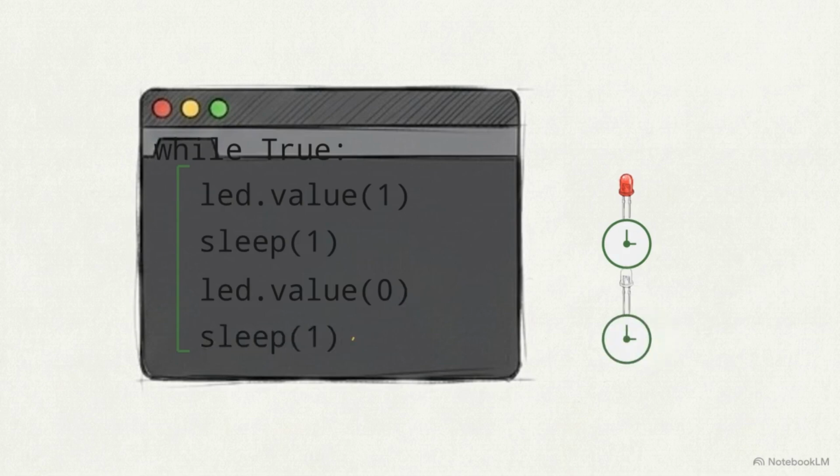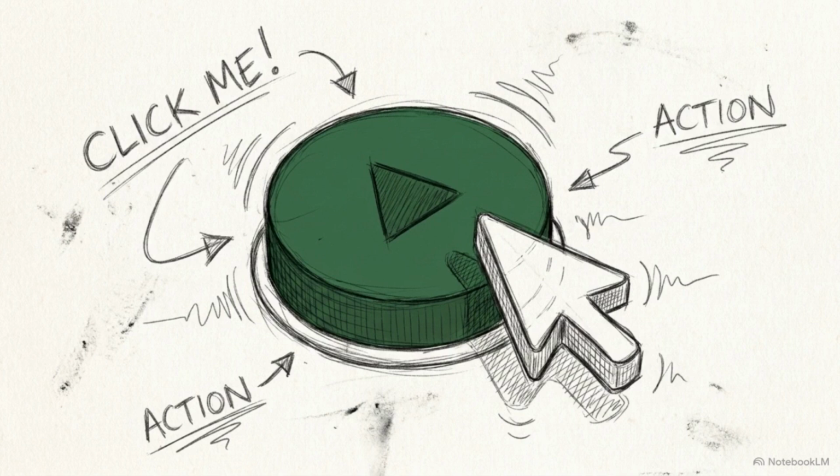Type led.value(1). In binary, 1 means on, sending power through the circuit. To keep it on, type sleep(1) to pause for 1 second, then cut the power with led.value(0) and add a final sleep(1) before the loop repeats. Your code is complete. Hit the Run button in the simulator to execute the script.